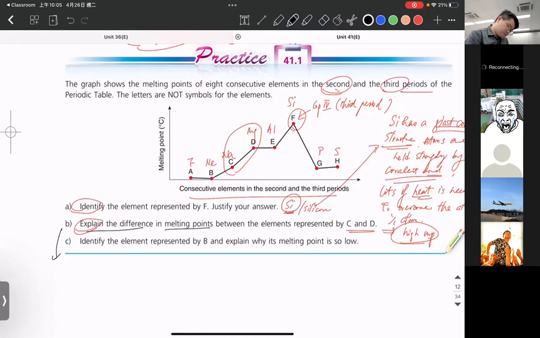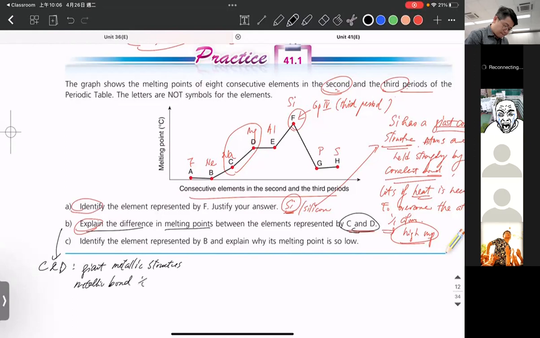Some keywords. What do they have in common in terms of bonding structure? Both of them have a giant metallic structure. Yep, and then metallic bonds exist between the metal ions and the sea of delocalized electrons. Now, this is very important.